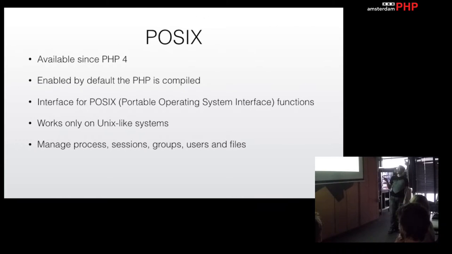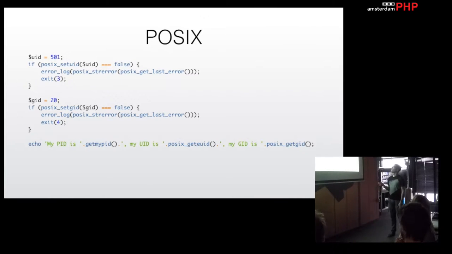And for example, I'm going to show you this example here. I have this UID. As I said, every process already has one user ID and one group ID, right? And here, for example, I'm setting the user ID to 501. Then I run POSIX set user ID with the variable. If this function returns false, it means that I got an error, so things didn't work very well. Then this is how I retrieve the error from it.